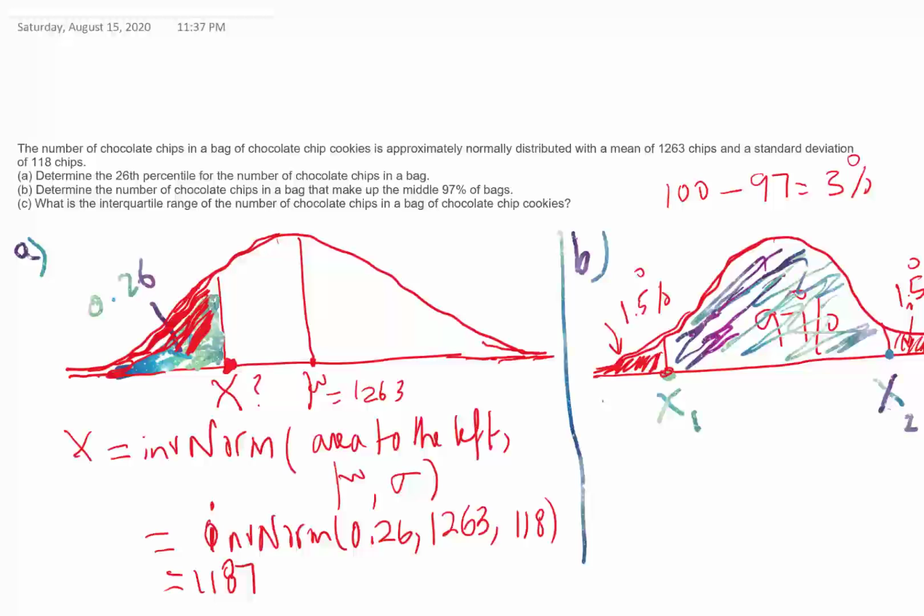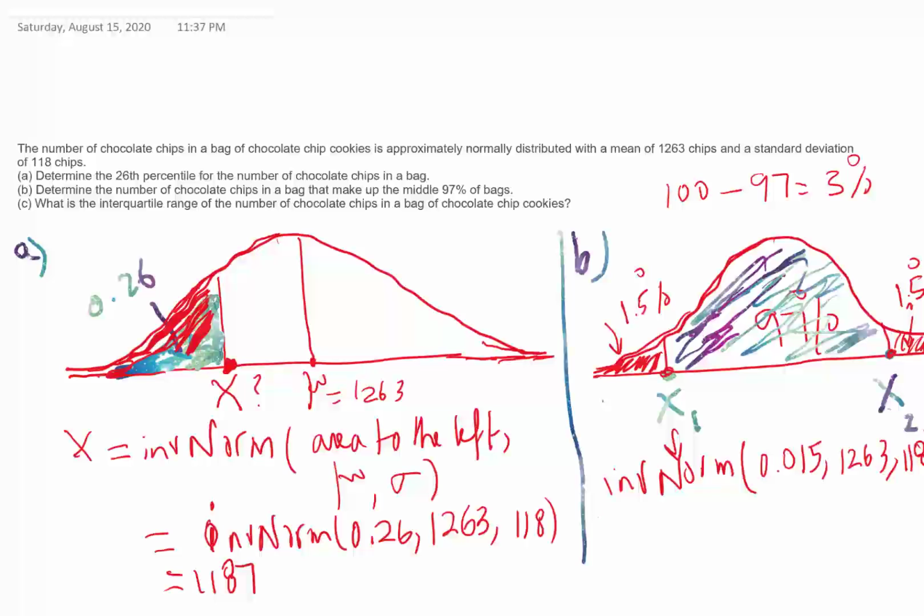So in the middle, there are two x values. We need to find this x value and that x value. And we're going to use the same formula, which is the inverse norm. So for the first one, x equals inverse norm. I need the area to the left. Well, the area to the left, guys, is the 1.5%, because the 3% I divided by 2, I get 1.5%. But you have to write it as a decimal, 0.015, and then the mean, which is 1263, and then the standard deviation, which is 118. That will be the first x.